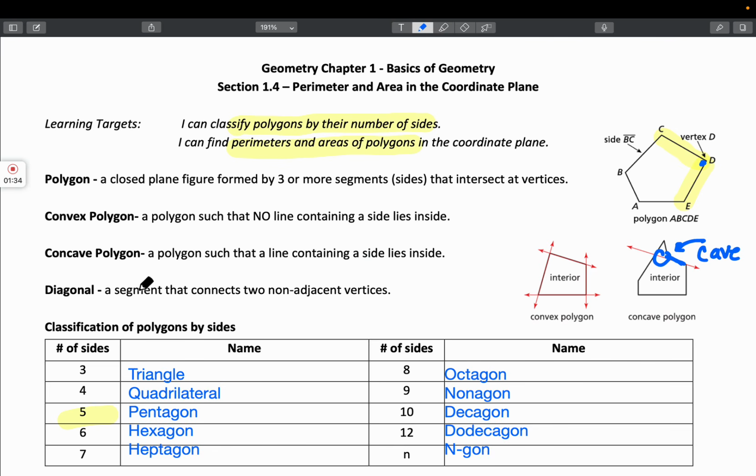A diagonal is a segment that connects two non-adjacent vertices. Those are just vertices that are not right next to each other. So here is a segment that connects two vertices that are not adjacent. That's a diagonal, diagonal BD. Here's another example, diagonal AD.